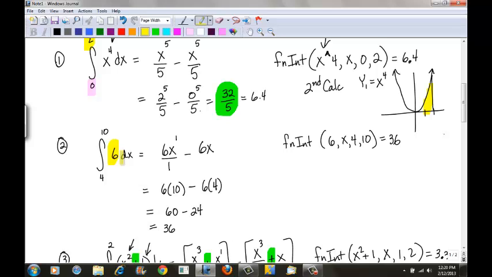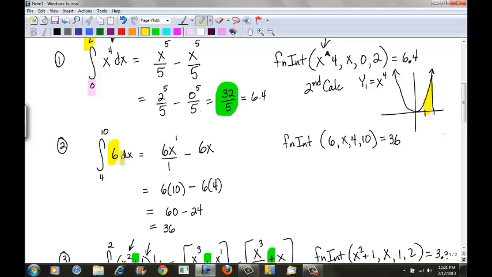Oop, I'm not on the window, am I? Check the window. My X max needs to be at least 10. Graph it again. And that's what I mean. It can give you an error if you don't have your window set right. So do second function calculate, number 7. And we want to go from 4 to 10. And then it gives you the answer down below.